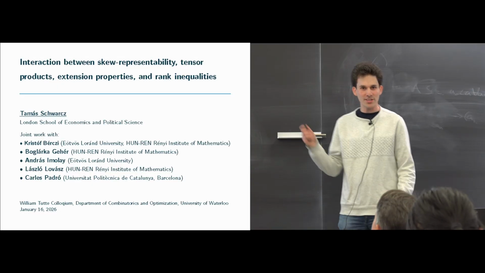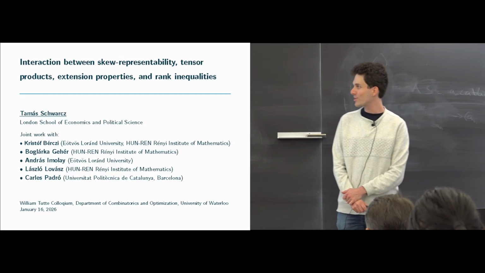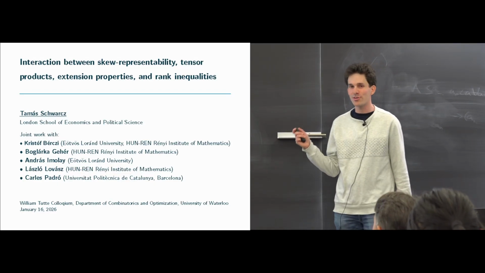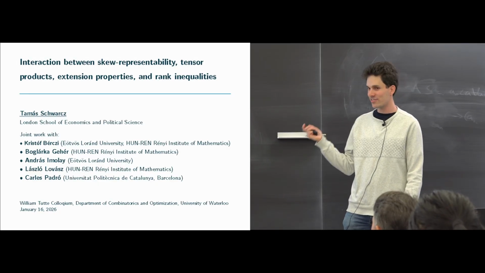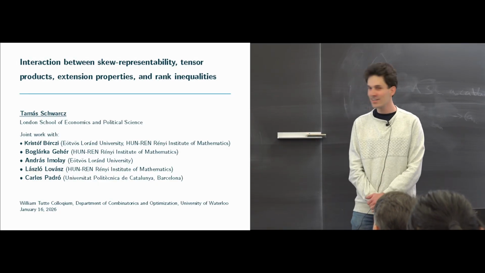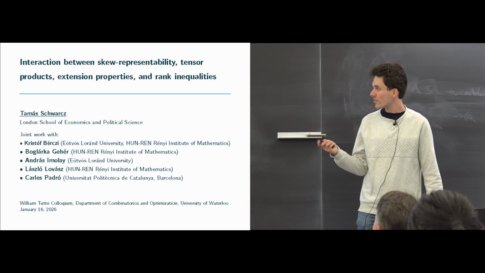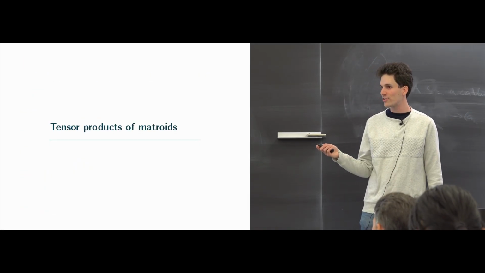So the title already contains most of the contents. Interaction between skew-representability, tensor products, extension properties, and rank inequalities. For this talk, I will use some other permutations. So I will start with tensor products and rank inequalities, and then representability and extension properties. So let's start with what these operations are, tensor products of matroids.